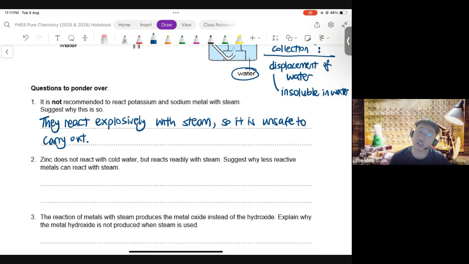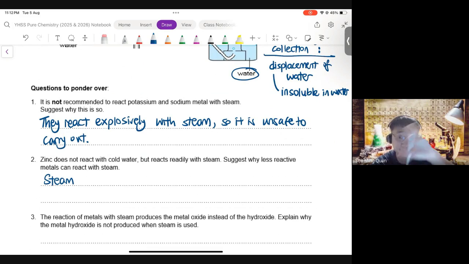All right, next question. Zinc metal does not react with cold water. If you recall, to react with cold water, it must be one of the top 4 most reactive metals. Zinc is not one of the top 4. So zinc doesn't react with cold water, but zinc reacts readily with steam. So why do less reactive metals react with steam? Obviously, it has to do with the temperature.